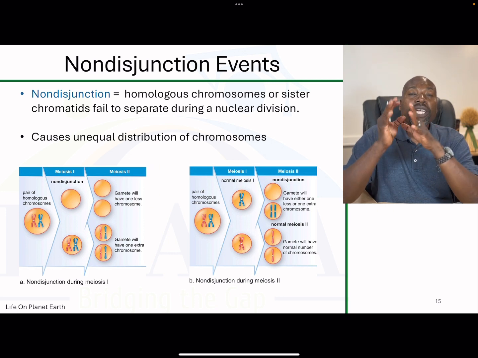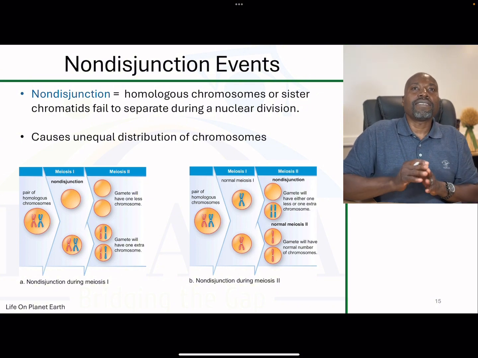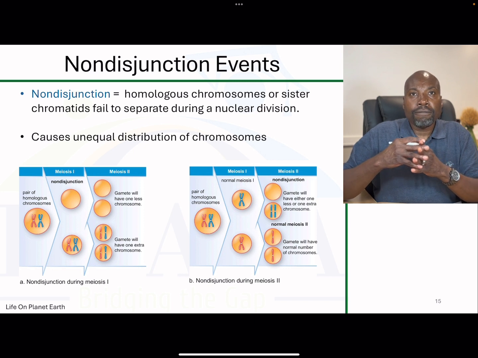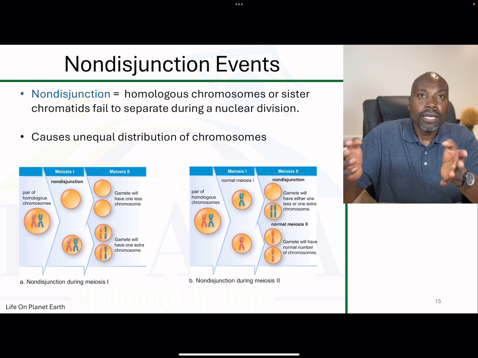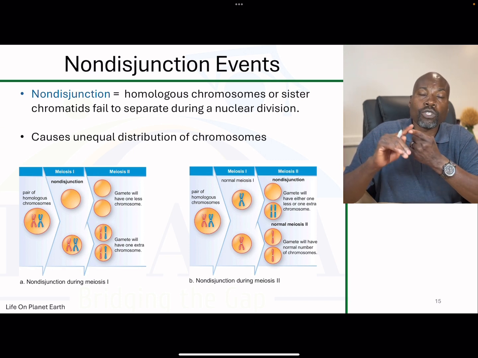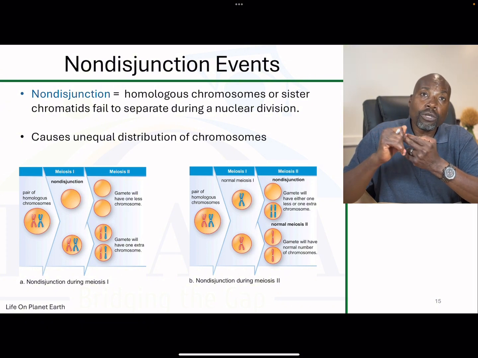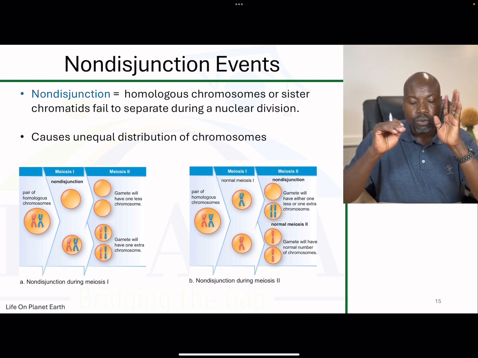Now, during the process of meiosis, we notice that there are some instances where the genetic information is not equally distributed among the daughter cells. This can happen during meiosis 1. It can happen during meiosis 2. The consequences are more drastic when it happens during meiosis 1 than when it happens during meiosis 2. Let's address that a minute.